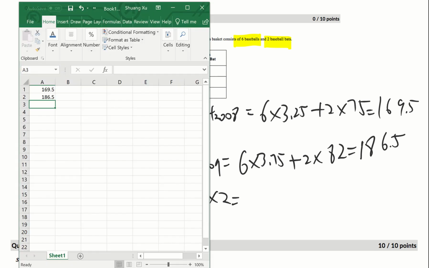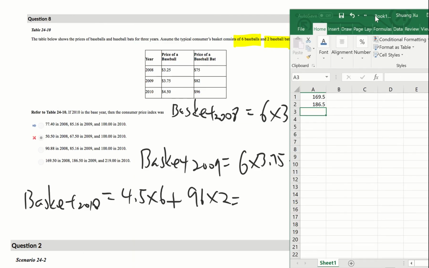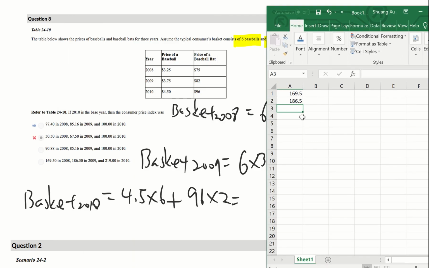All right, last one. And on this side, that will be 4.5 times 6 plus 96 times 2. That's 219.